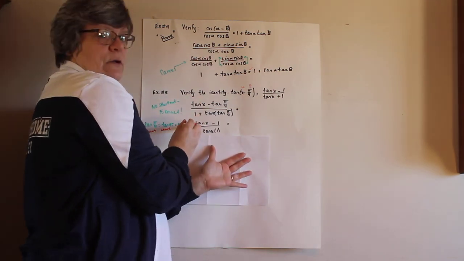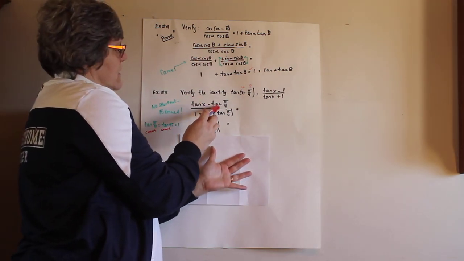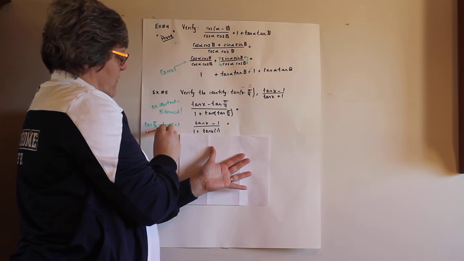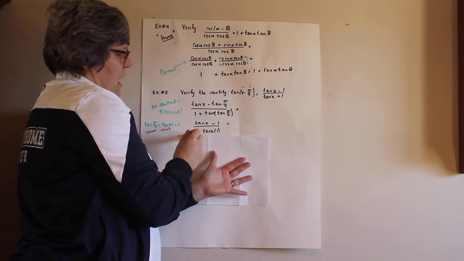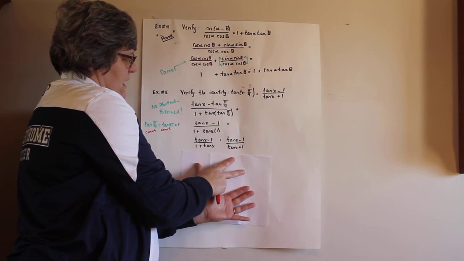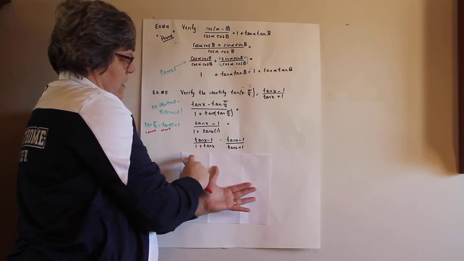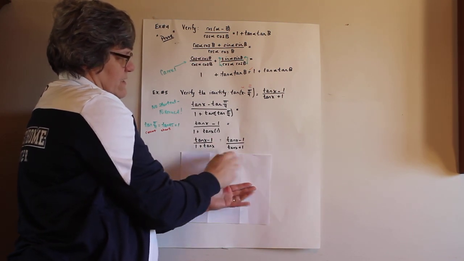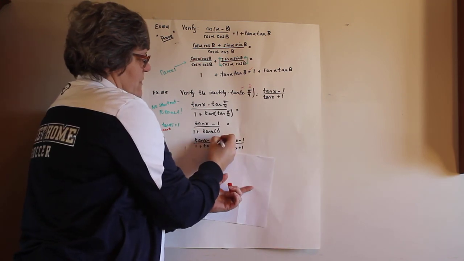Tan x stays tan x. Tan pi over 4 is 45 degrees, which goes to 1. And then we replace these. Final answer, tan x minus 1 over 1 plus tan x equals this. And because addition is commutative, check.